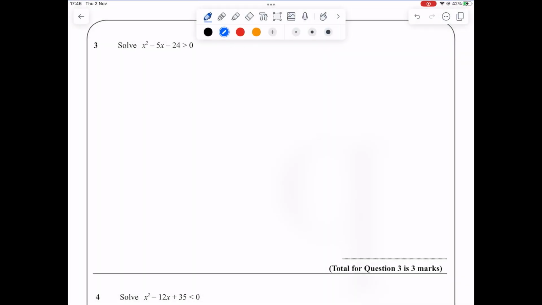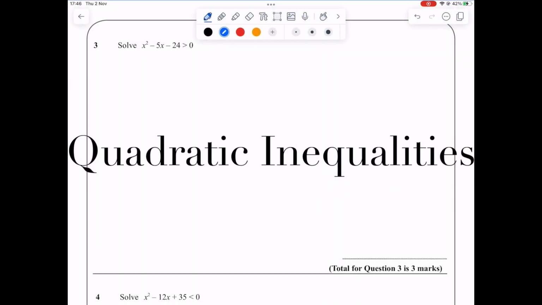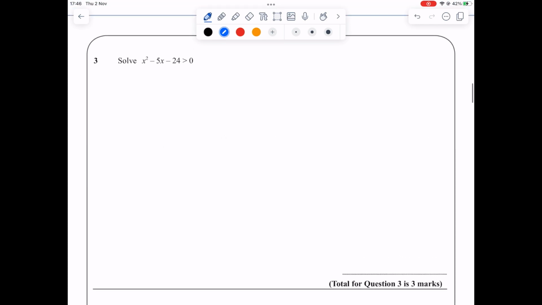Hey guys, it's the math expert here again, and today we're going to go through quadratic inequalities. So let's look at this question in front of us: x squared minus 5x minus 24 is greater than 0.